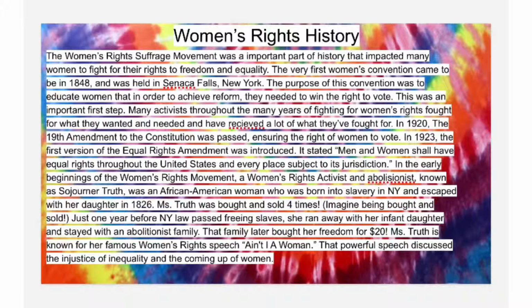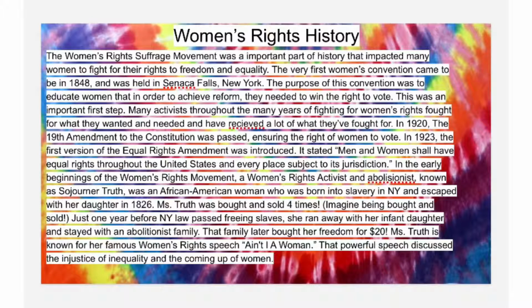Alright, so now we're going to go into the history behind women's rights. The women's rights suffrage movement was a really big, important piece of history that impacted many women to fight for their rights, for freedom and equality. The first women's convention came to be in 1848 and was held in Seneca Falls, New York. The purpose of this convention was that women could fight for what they wanted and what they needed, and eventually, they got what they fought for.